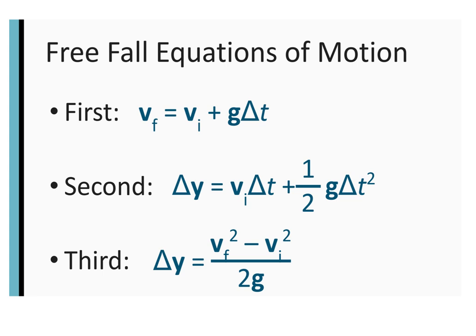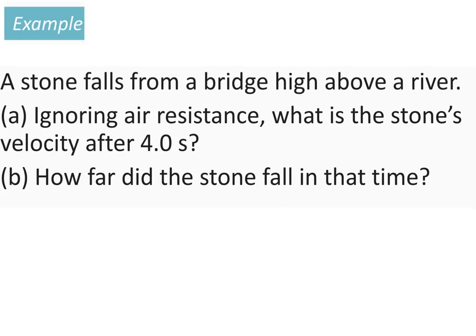This is only for objects that do not have any other source of power. So like a rocket ship, when it is going off the planet, our acceleration is different than when something is falling. Falling is always a gravitational acceleration. A stone falls from a bridge high above a river, ignoring air resistance. What is the stone's velocity after 4 seconds?